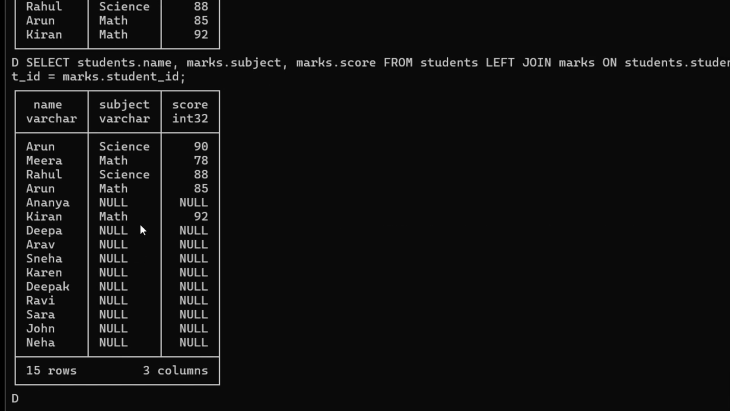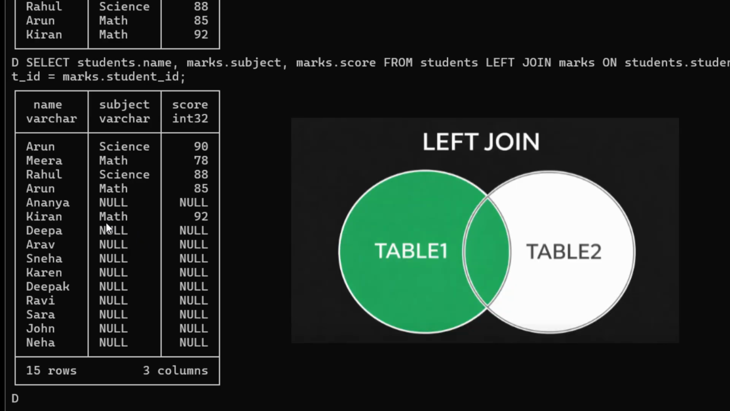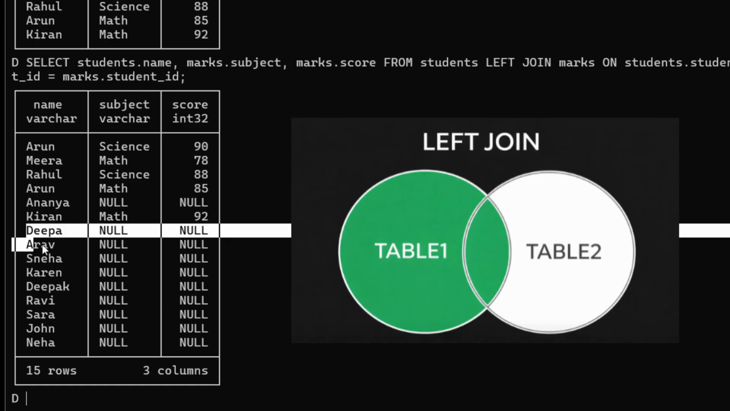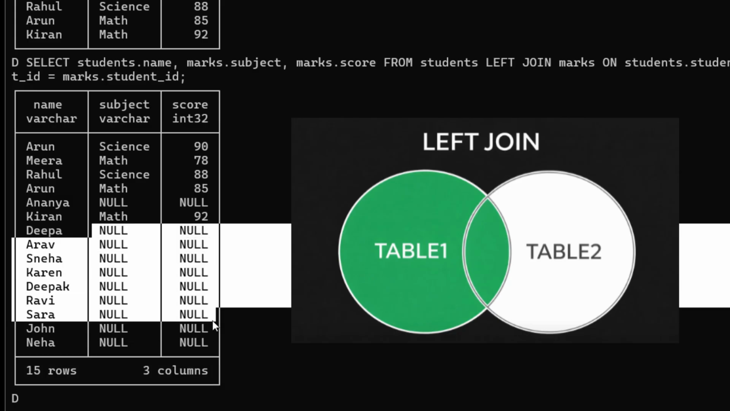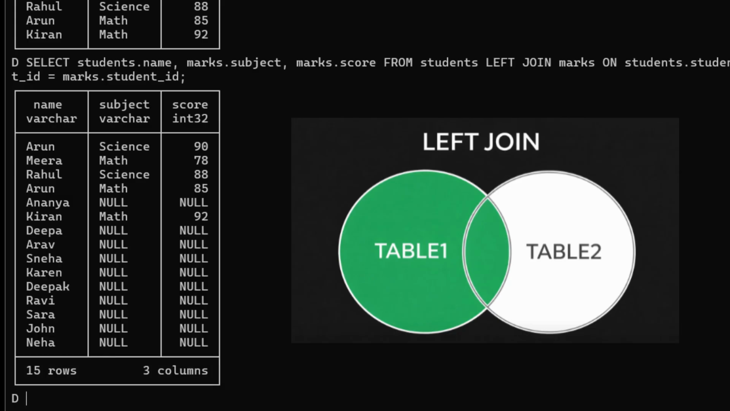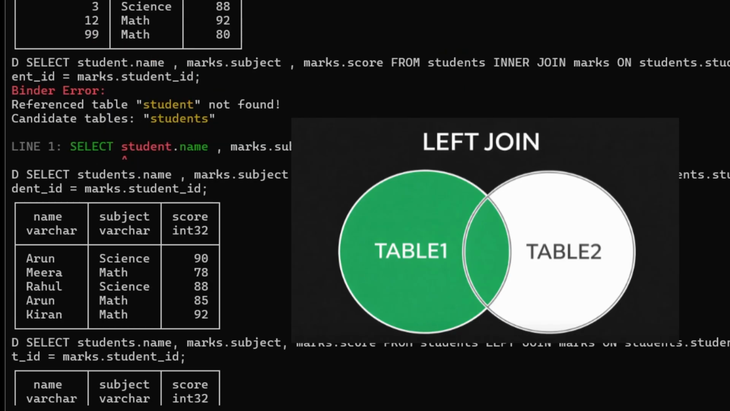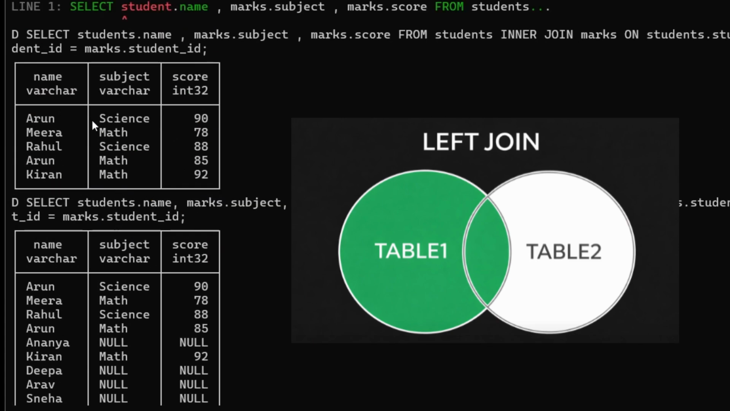Okay, so here you can see so many null values because these values are not in our marks table. There is no value for these people in our marks table. That's why it is filled with null. Now you can see Neha appears with a null value, while with inner join, we didn't get values like that. We only get the values which are common in both the tables.